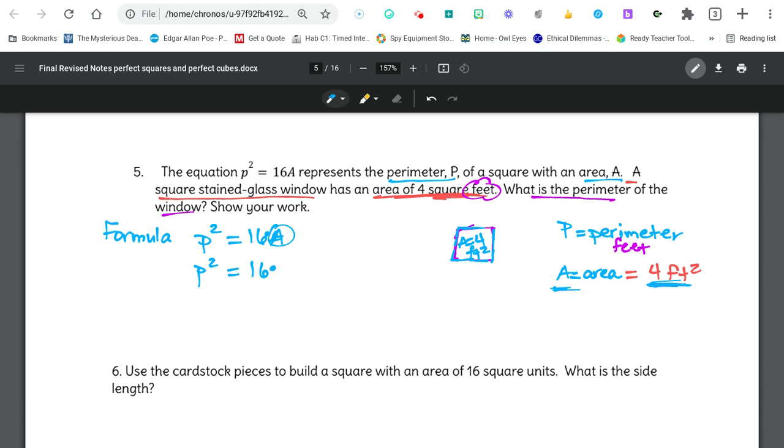All right, so A is 4. And it's multiplication. 16 times 4 is 64.